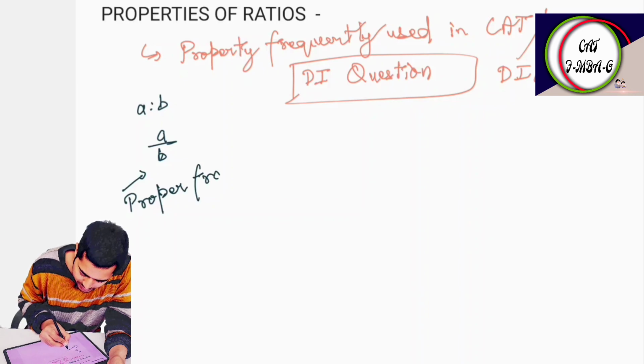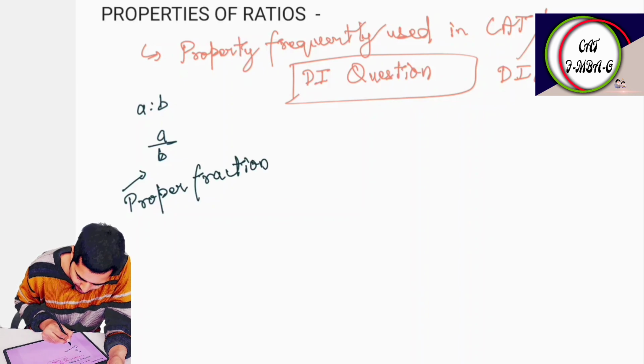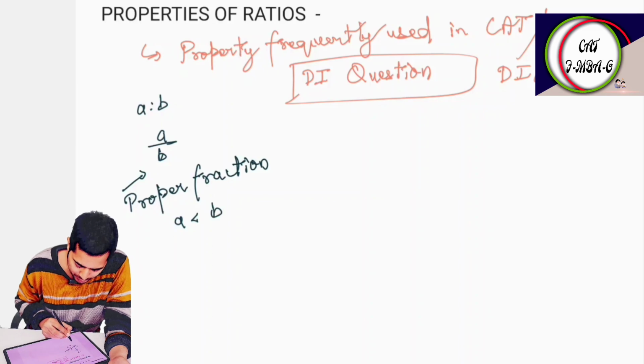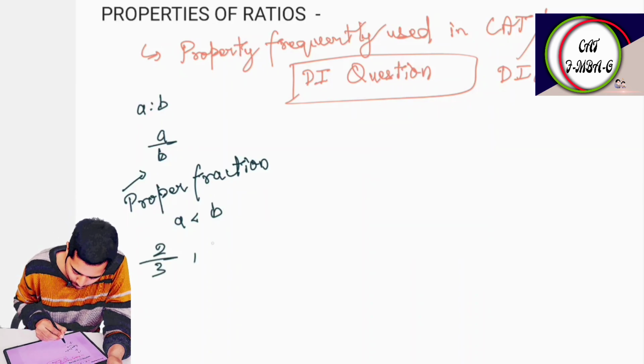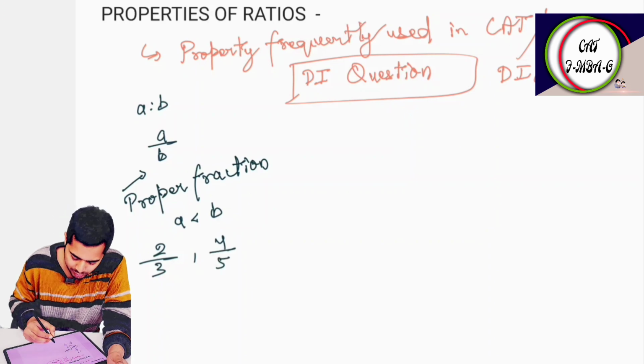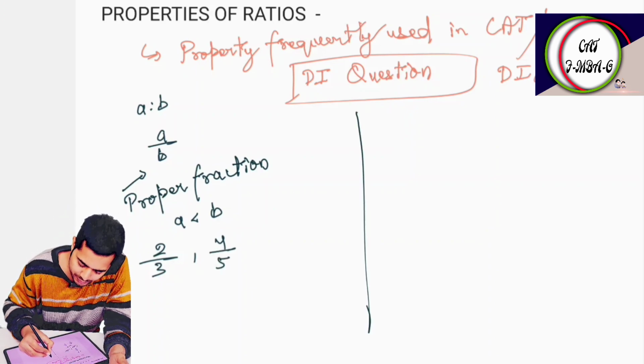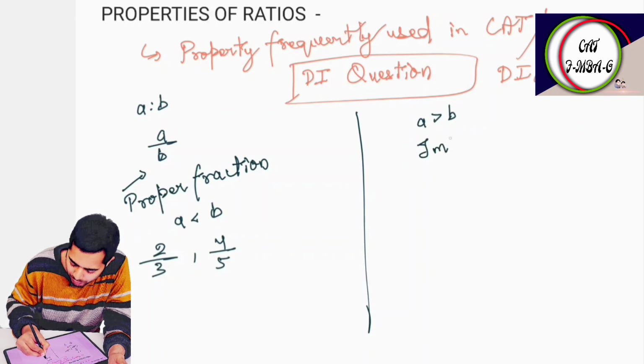Okay, what is a proper fraction? A proper fraction is where A is less than B. So let us say 2 by 3, this is a proper fraction, or 4 by 5, this is a proper fraction. The other thing is when A is greater than B, this is an improper fraction.